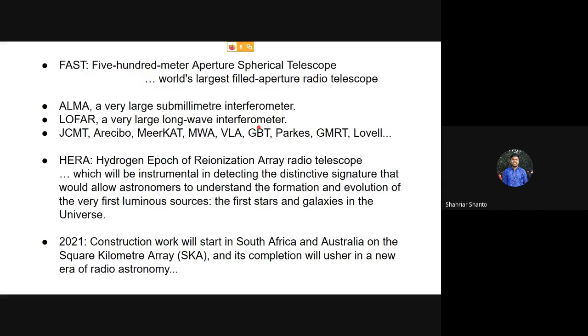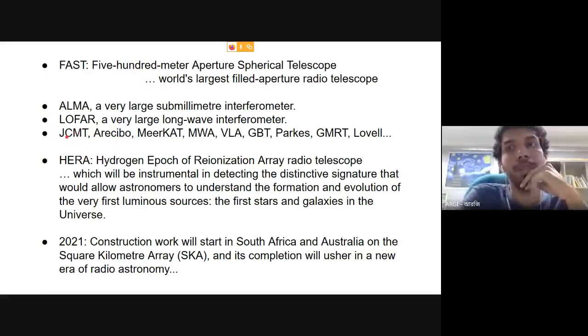That's why we have many instruments, very large and useful instruments to listen to radio signals. The largest one being FAST. It means the 500-meter aperture spherical telescope, which is the largest filled aperture radio telescope in the world right now. It is in China. Then there's ALMA, LOFAR, JCMT, and this JCMT one was actually used to first detect phosphine in the clouds of planet Venus.